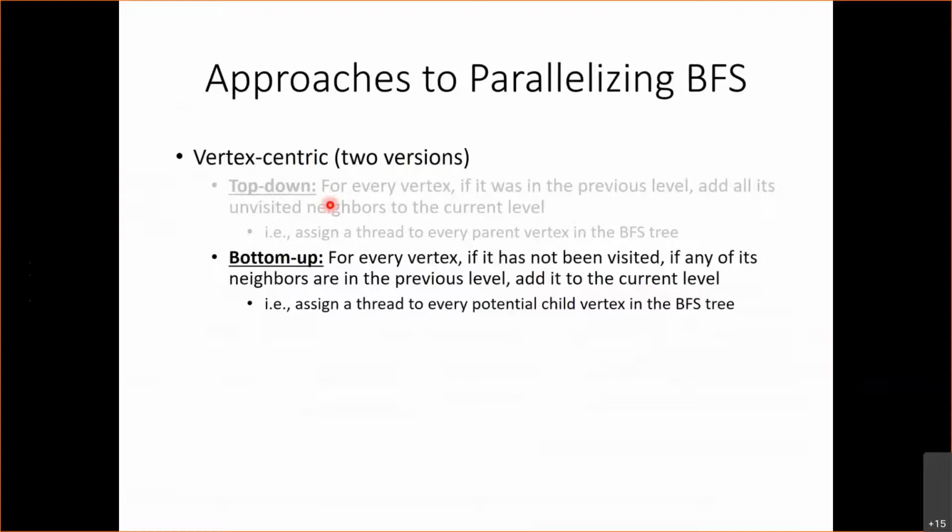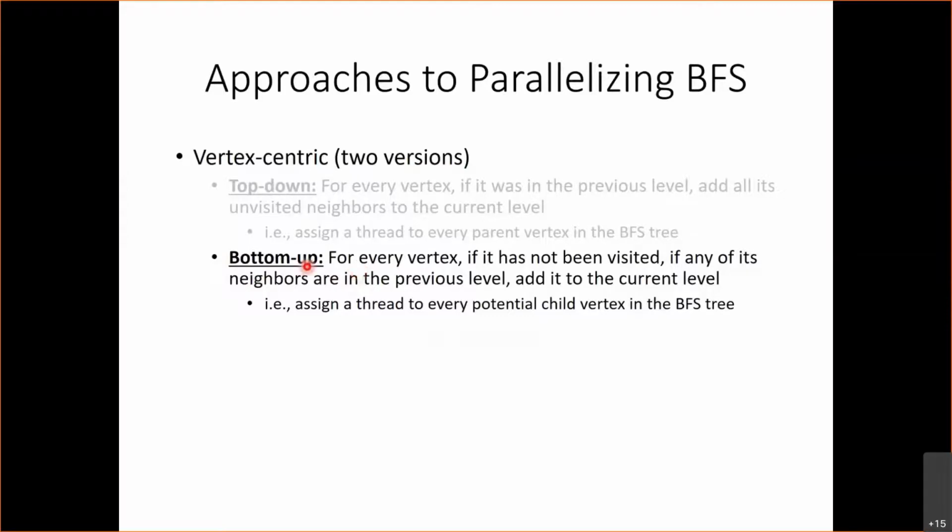Okay, so in the top-down approach, the threads that were active were the ones that were assigned to vertices that were just visited. Whereas now the threads that are going to work are the threads assigned to vertices that have not been visited, and they're going to find out whether these vertices should be in the next level. So here, my threads are working on the vertices that are in the previous level. Here, my threads are working on the vertices that are potentially in the next level.